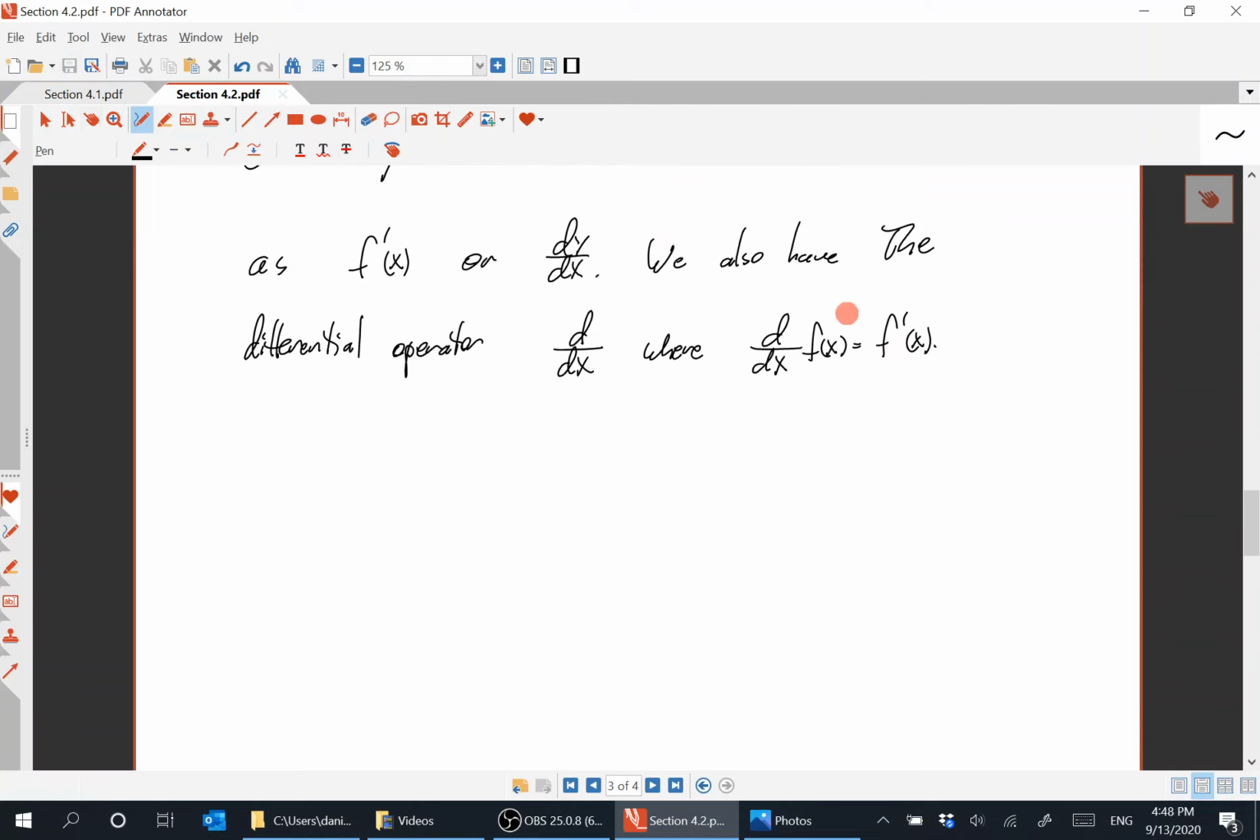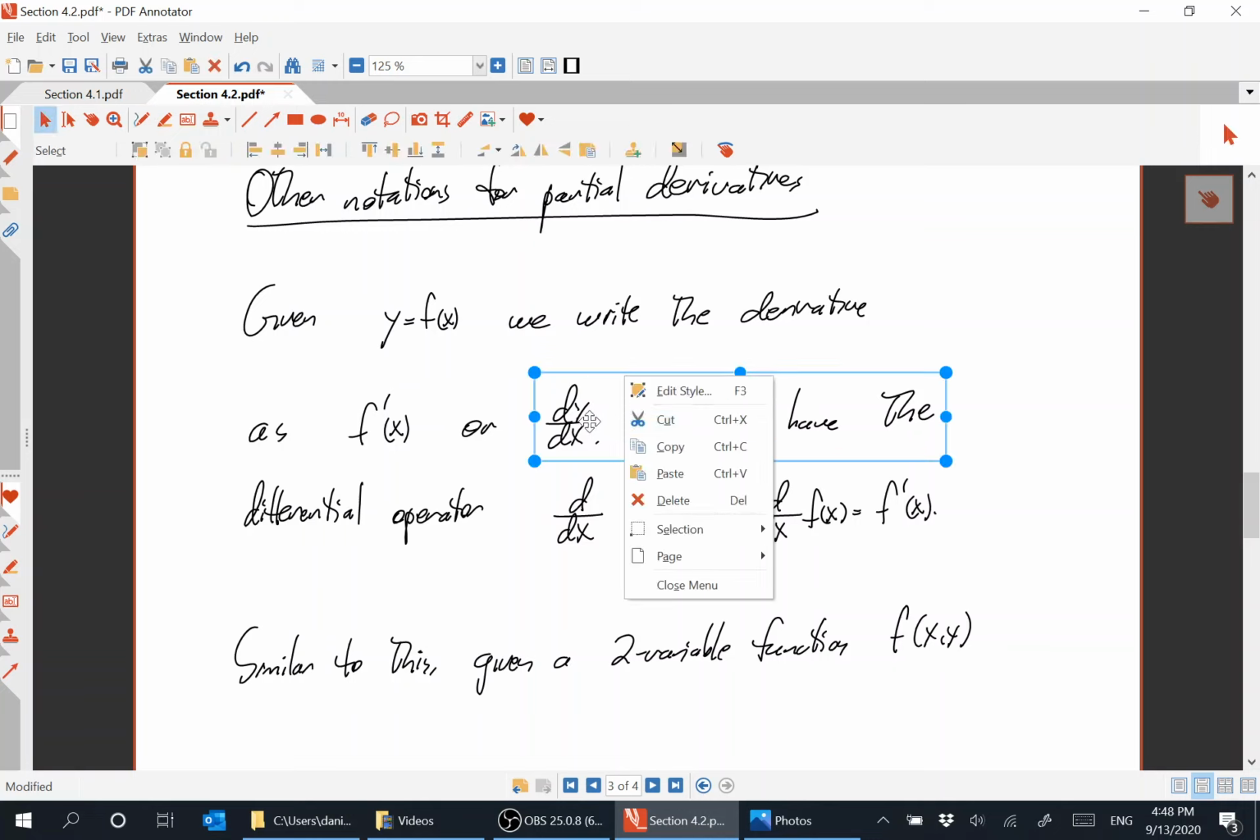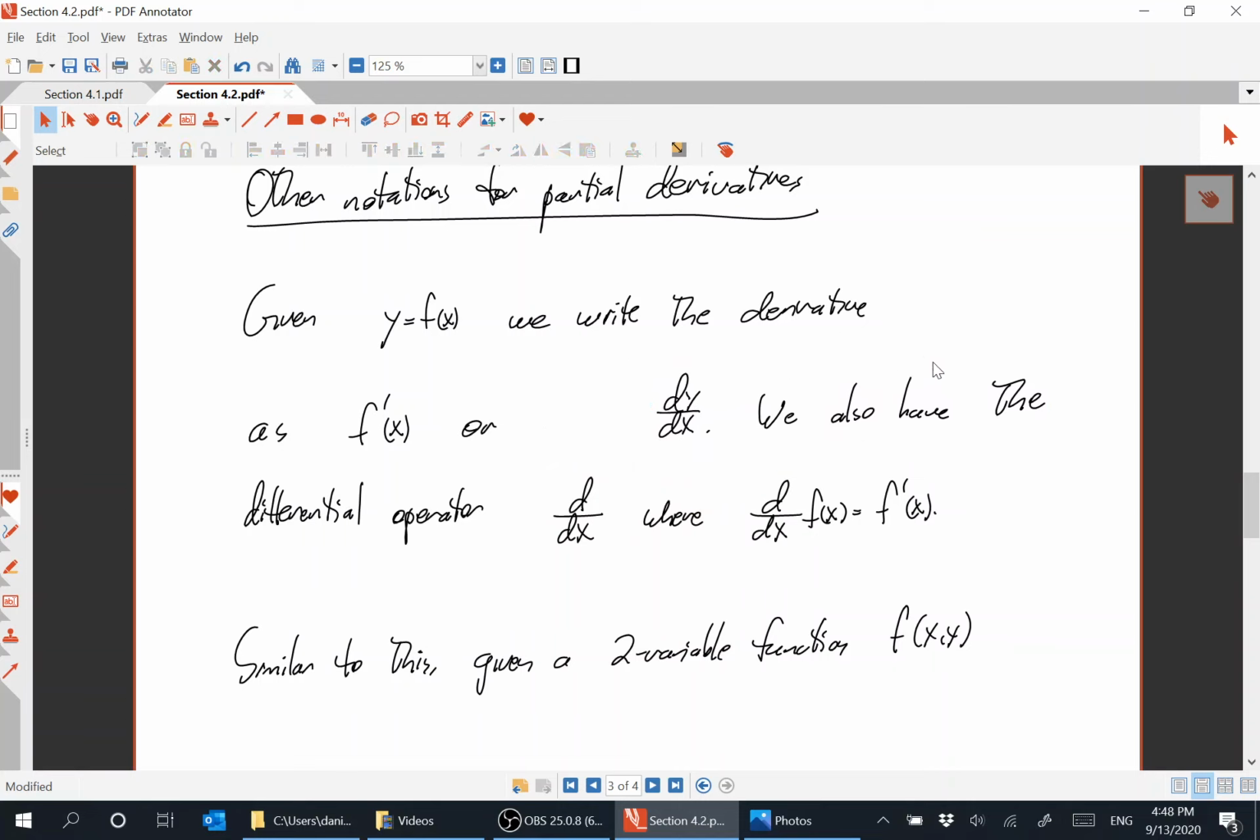So we have similar stuff for partial derivatives here. Given y equals f(x), there are three things we write: f prime of x, or y prime, or dy/dx. Sometimes we just dispense with the f entirely and we just write y prime.